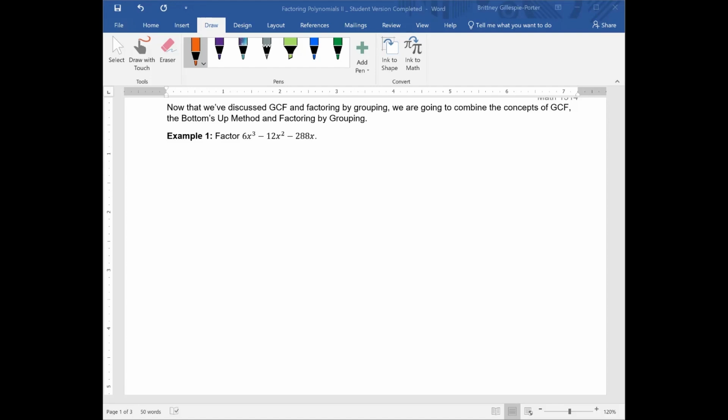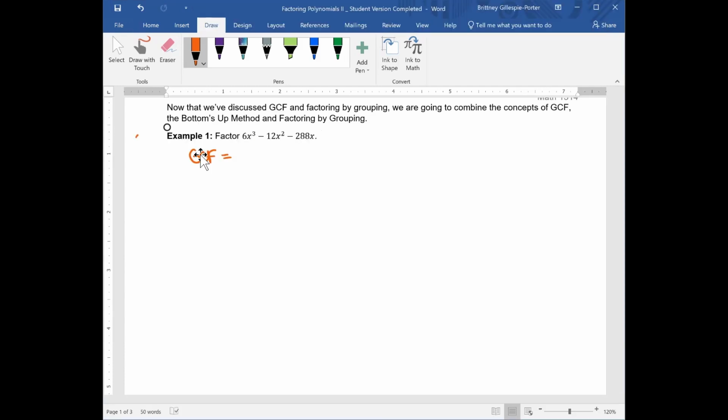We have 6x cubed minus 12x squared minus 288x. And you're hoping to goodness that you have a GCF because we haven't talked about how to factor an x cubed. And 288 is just gross. So let's look for a GCF.